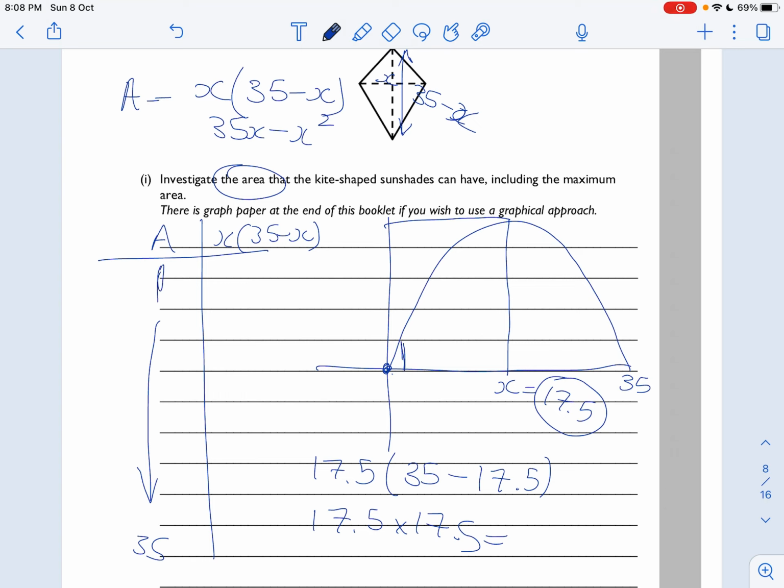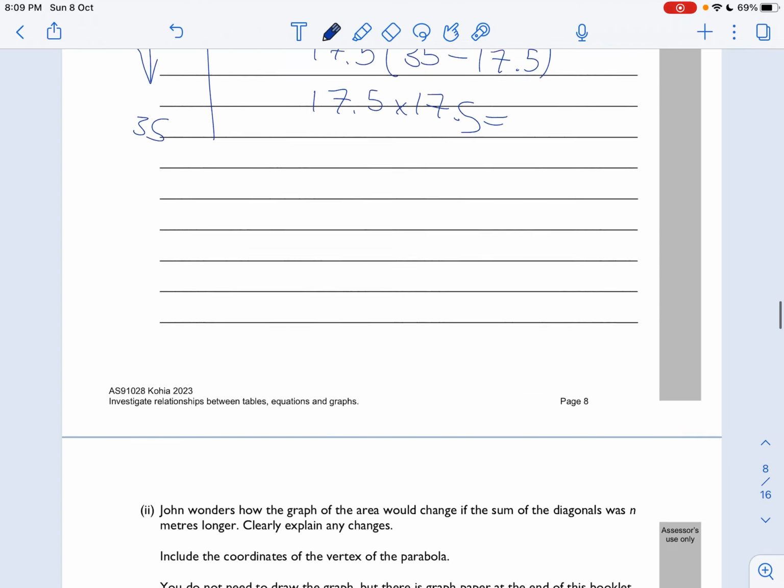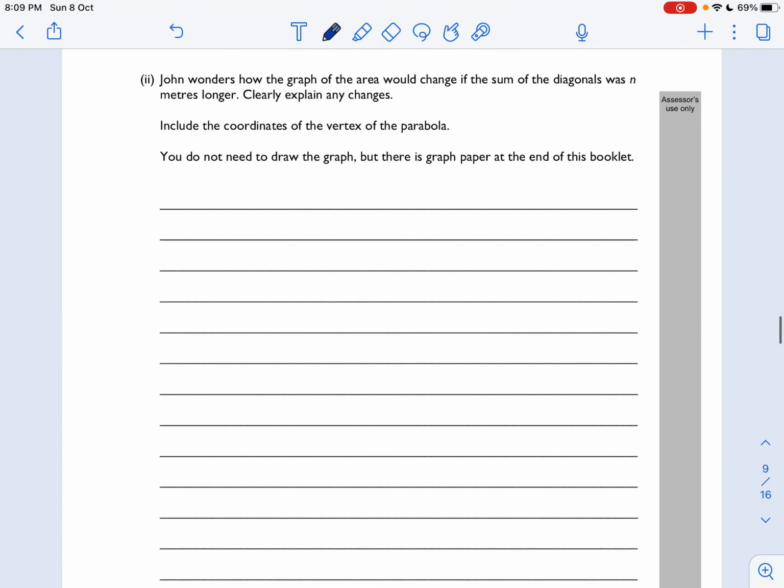So the minimum area, of course, is when it's 1 times 34, which is 34. The next one would be 2 times 33, which is 66. And you can see that it starts smaller and gets bigger, and then it will get smaller again. Now, the second part of this was what if it was n metres longer.